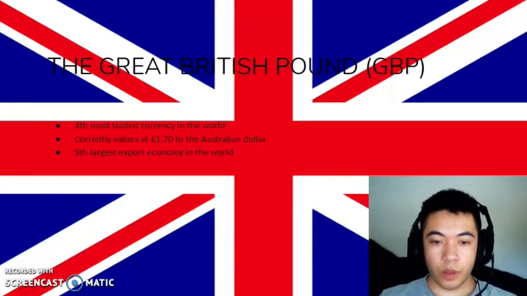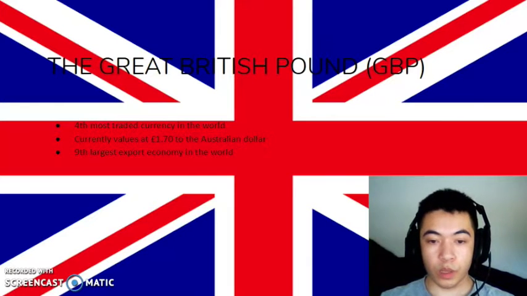The Great British Pound is the main currency of the United Kingdom and is the fourth most traded currency in the world and is currently valued at £1.7 to the Australian dollar. The UK is the ninth largest export economy in the world, where 44% of exports went to other countries in the EU. In this analysis, we will discuss the relative interest rate, commodity prices, and the relative inflation rate to make our prediction.